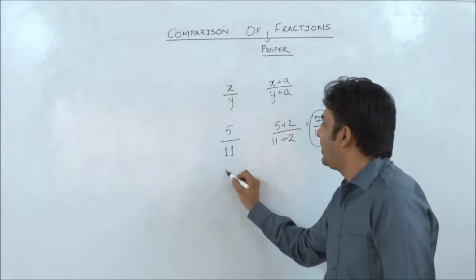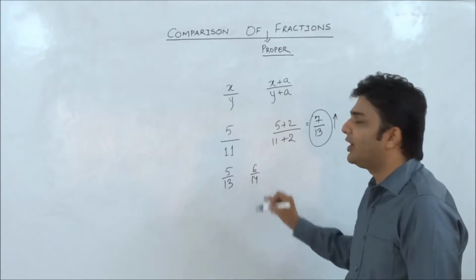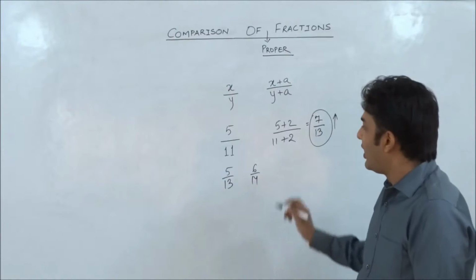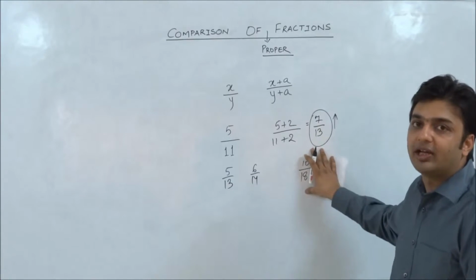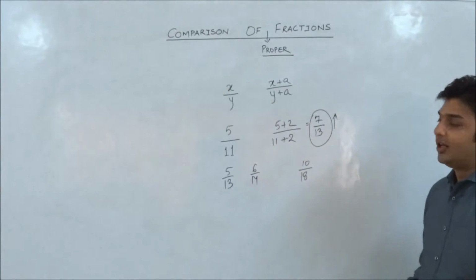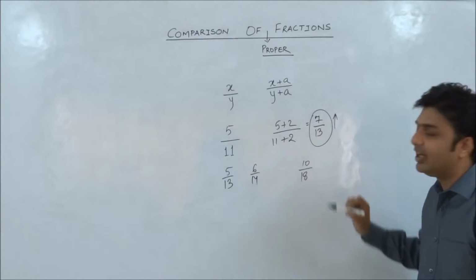Similarly, take any example. Add 1, 6 by 14 is going to be there. This is going to be greater. Add 5, 10 by 18 is going to be there. This is going to be greater. Now how can we get this? The difference between 5 and 13 is 8. The difference between 10 and 18 is 8.